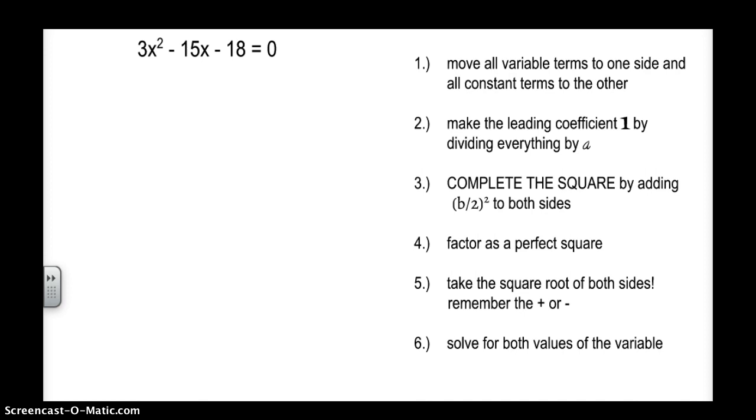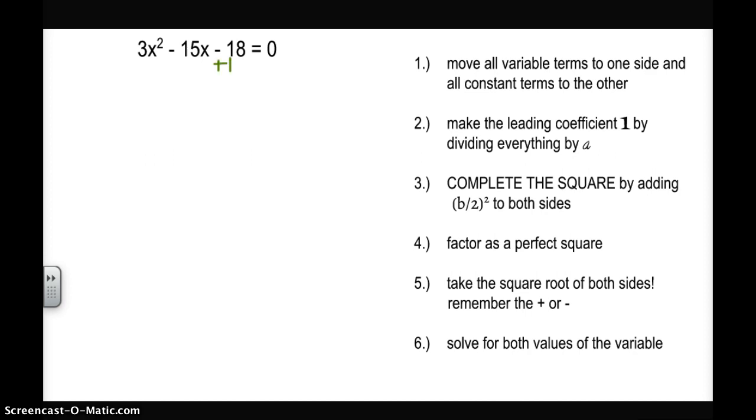Let's check it. Okay, so that first step says move all variable terms to one side and all constant terms to the other. So I'm just going to start by adding 18. That's step 1. 3x squared minus 15x equals 18. If that right there is all the further you got, great. Now you're here. Now listen, see if you can pick something up, and then go from there.